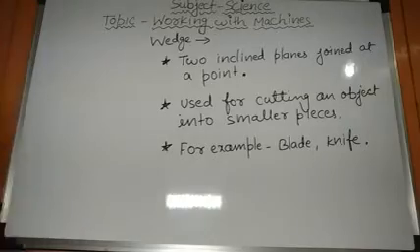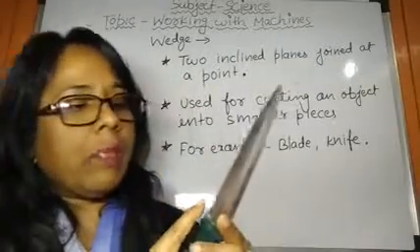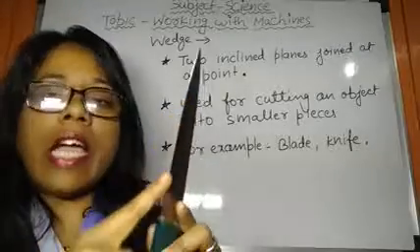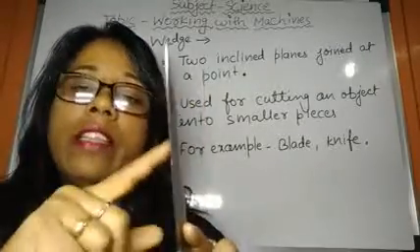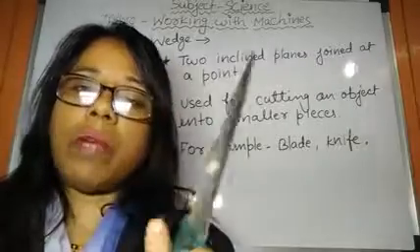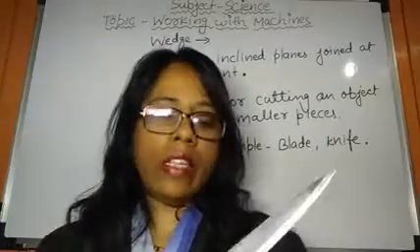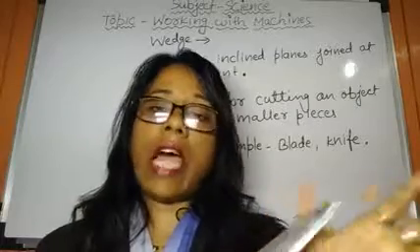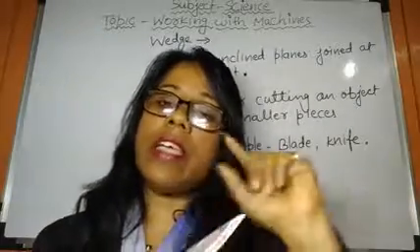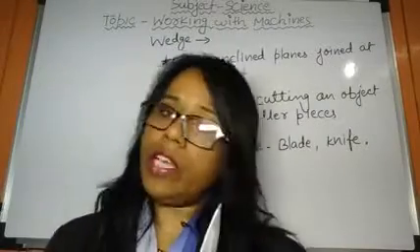Fine. So it has two inclined planes, that you have to keep in mind. That is why one side is thicker than the other side. One side is thick and one side is sharp. The sharp side is used to cut vegetables and fruits, and this thick side is there. The second side is thick because there are two inclined planes joined together.